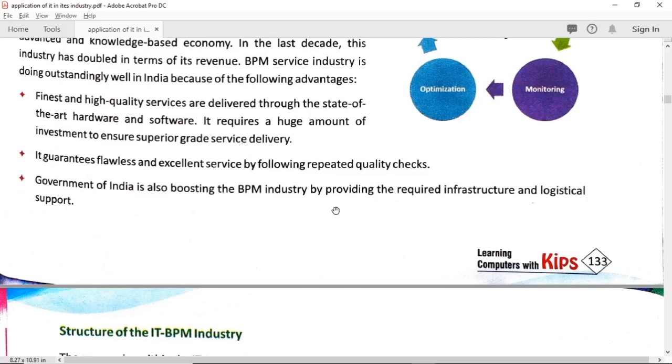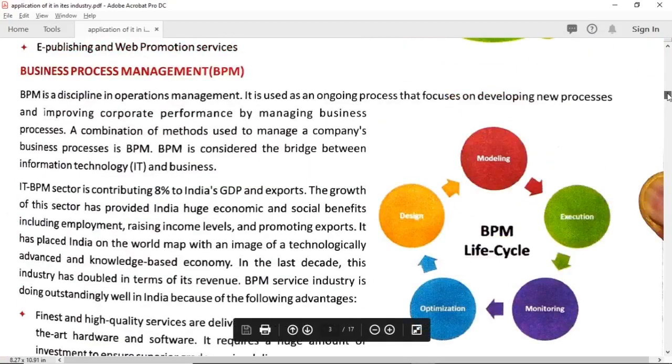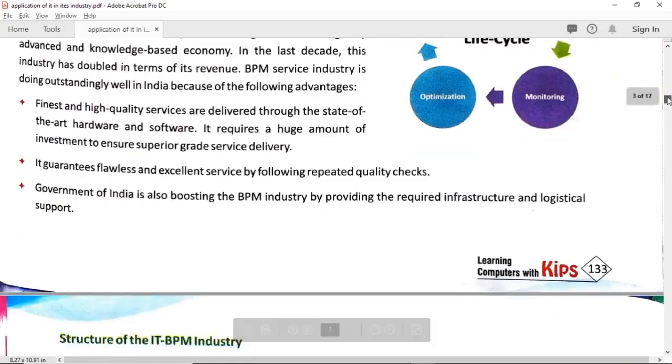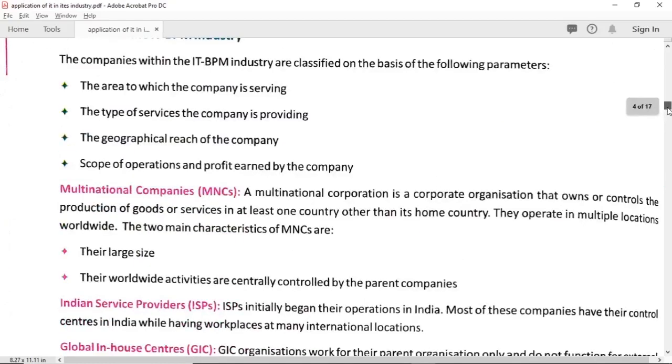It guarantees flawless and excellent service by following repeated quality checks. As I said, they follow some business process model which is given over here. So they keep on doing workout on the business cycle, and once they come with an outcome, that process has been followed in that business industry. Here government of India is also boosting the BPM industry by providing the required infrastructure and logical support. So this is one of the best outsourcing services that they are offering to a business to grow.